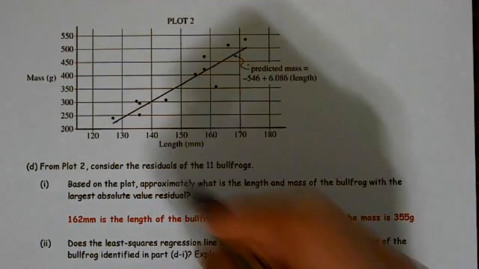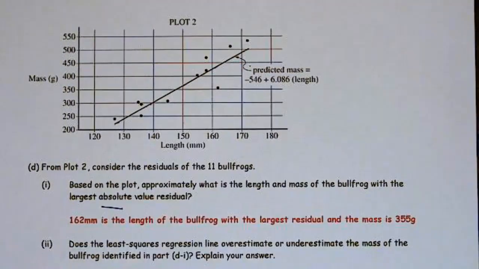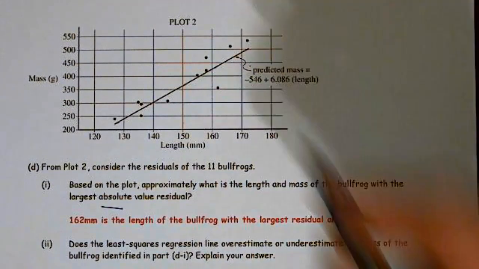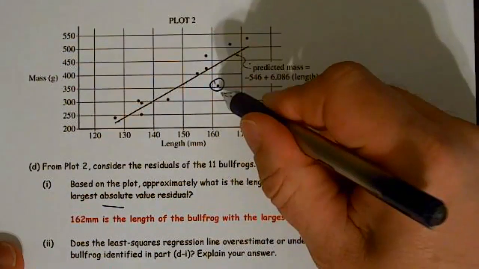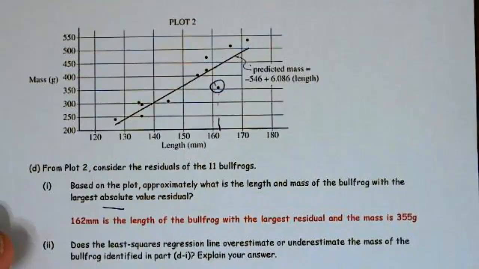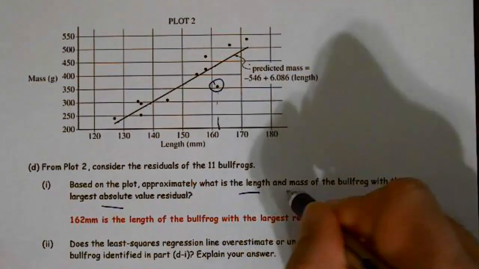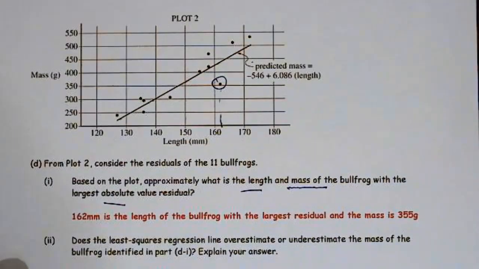They're saying absolute value residual, so that means farthest from the line. It could be way above or way below. Well, that's my point, and I'm just going to estimate that it's 162. Now maybe you get 164, 165, 163, something like that; you'll be fine. So 162 is the length of the bullfrog with the largest residual, and the mass is 355. Here's the problem: this said length and mass, so don't forget to have them both.